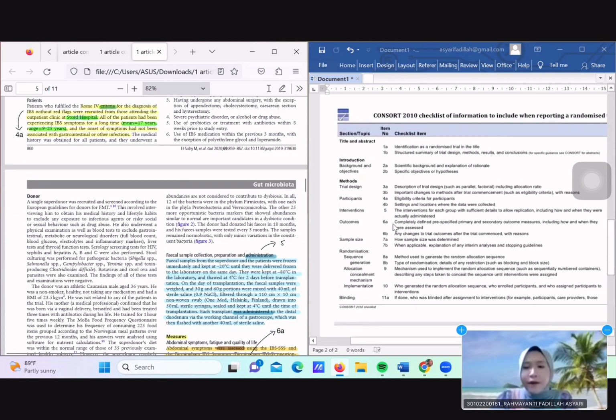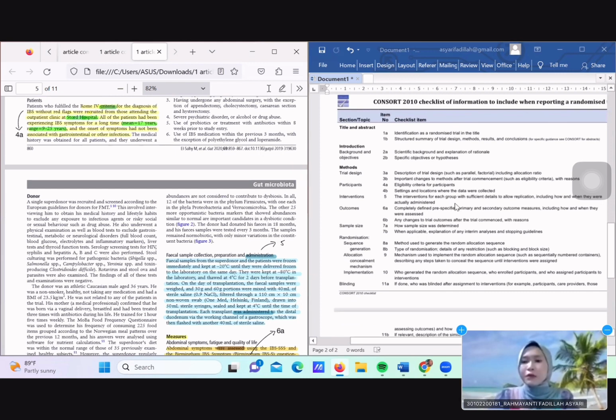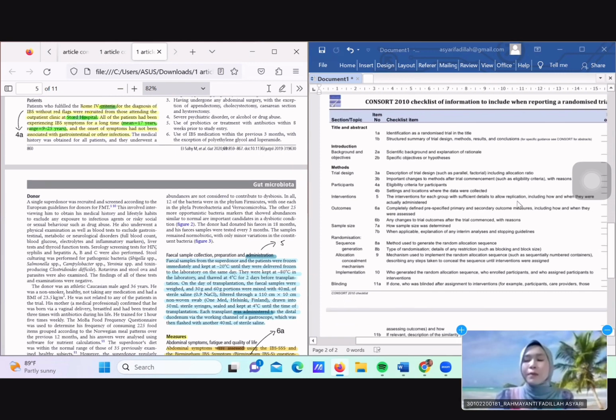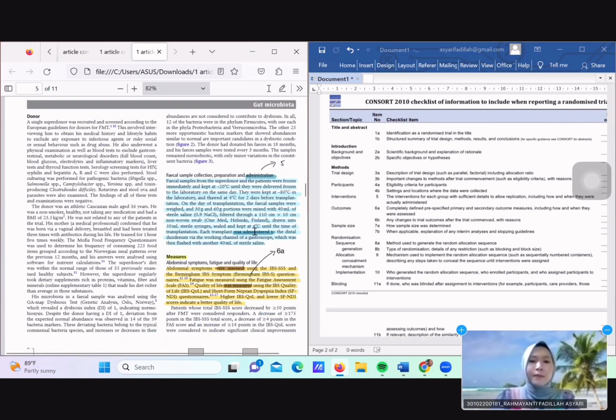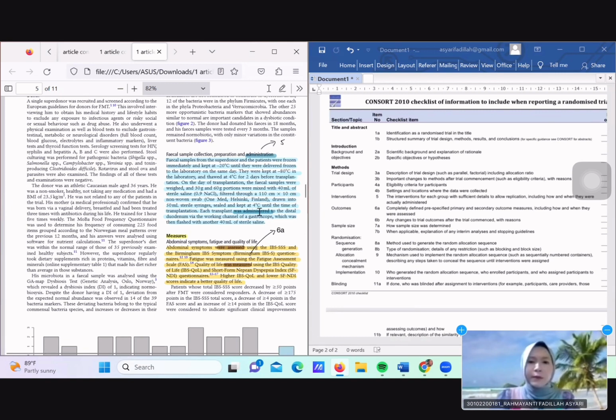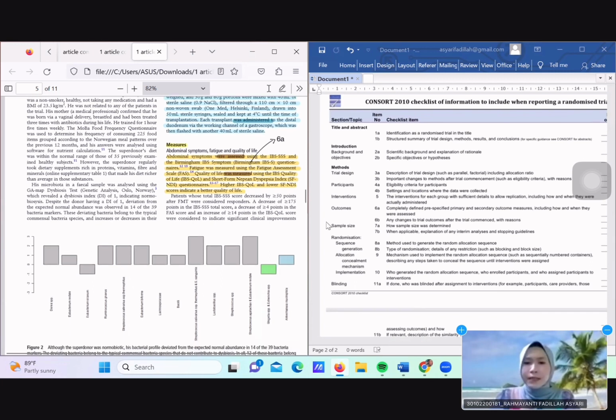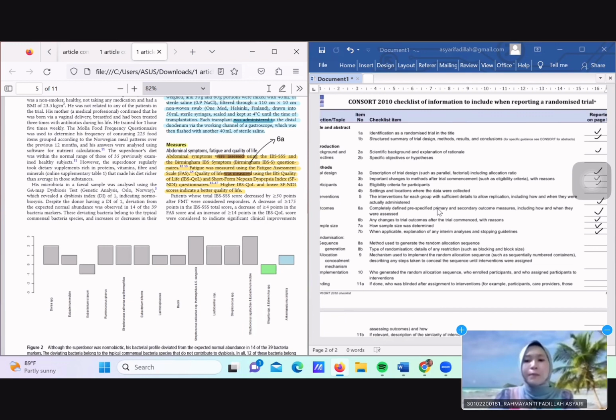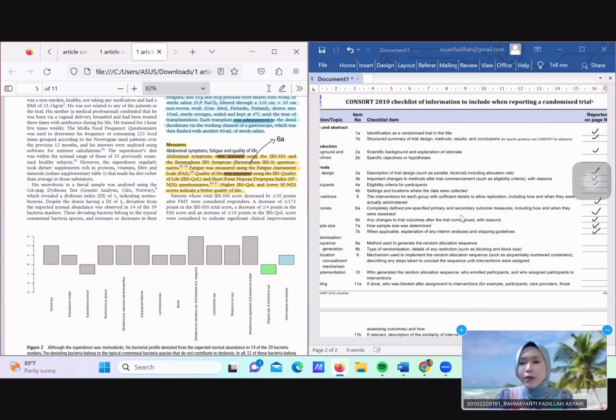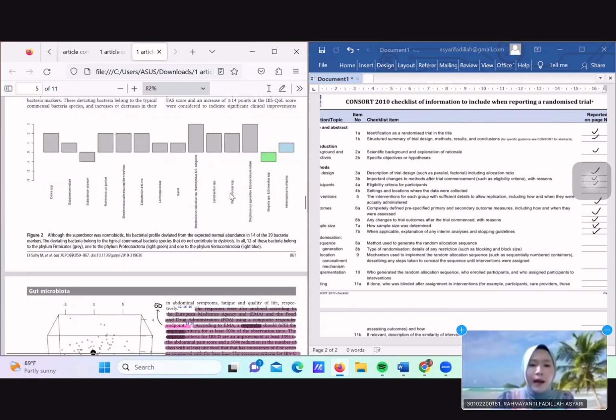Next, for 5, the interventions for each group with sufficient details to allow replication, including how and when they were actually administered. Okay, this one I found, this was administered to the distal duodenum until saline. Next, for measures, 6A. 6A, completely defined pre-specified primary and secondary outcome measures, including how and when they were assessed. Abdominal symptoms were assessed using the IBS-SSS until quality of life.